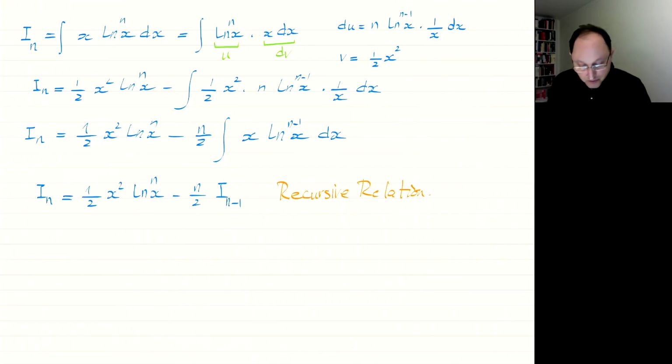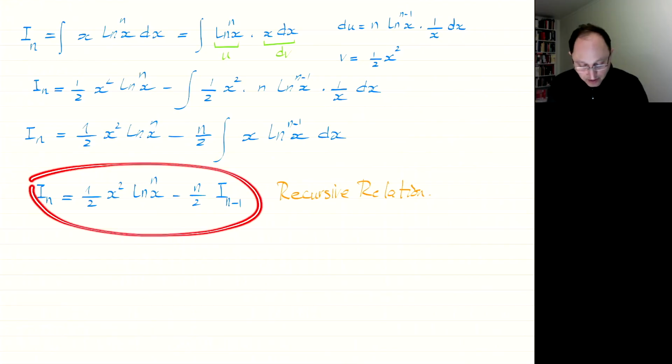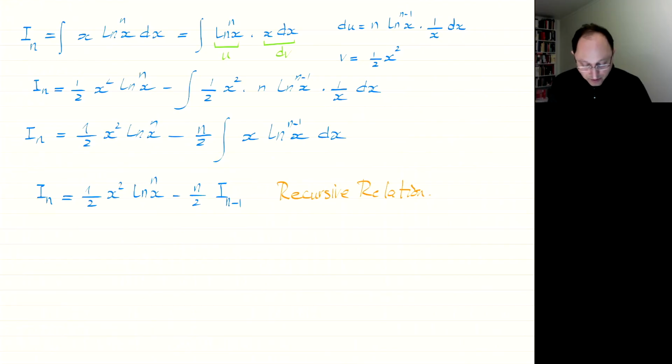Sometimes it is possible to solve these recursive relations and find I sub n in terms of x and n. But most of the time it is not possible, and sometimes, even if it is possible, it is extremely hard. But I would say that if I did this once, then I could use this more effectively. Because what I can do is say that one of these integrals is very easy to calculate.